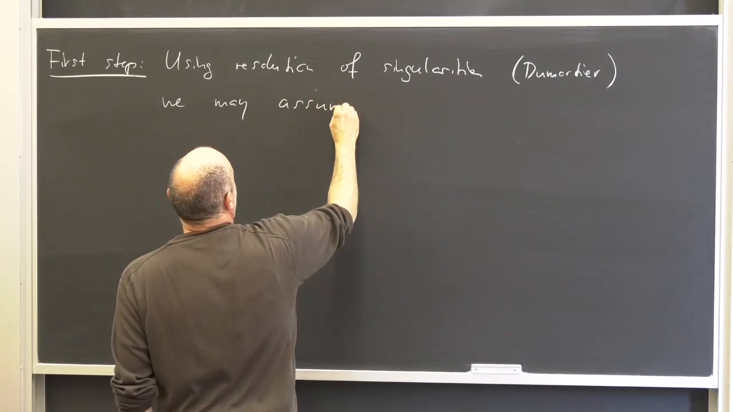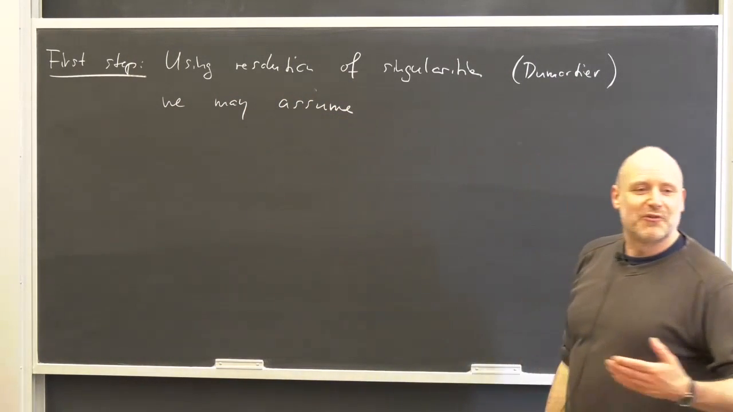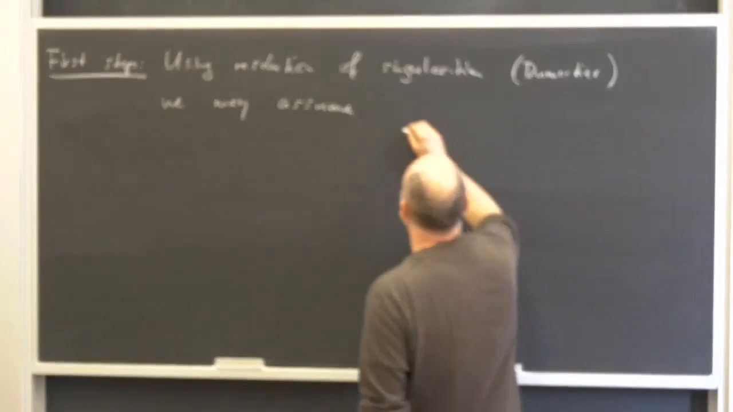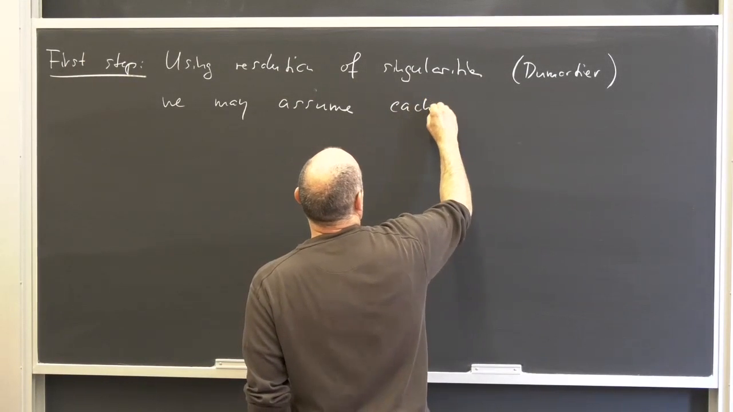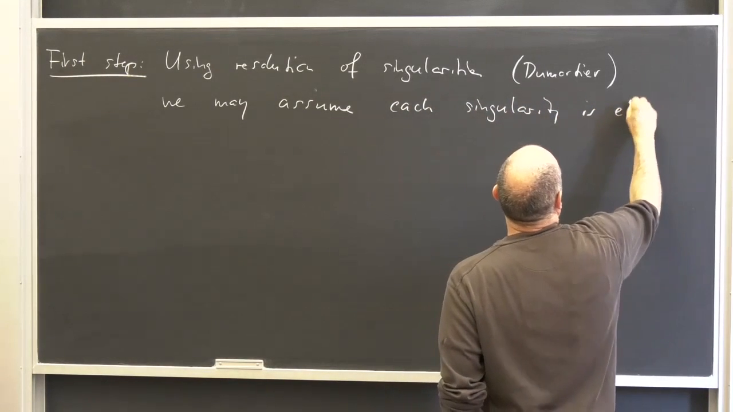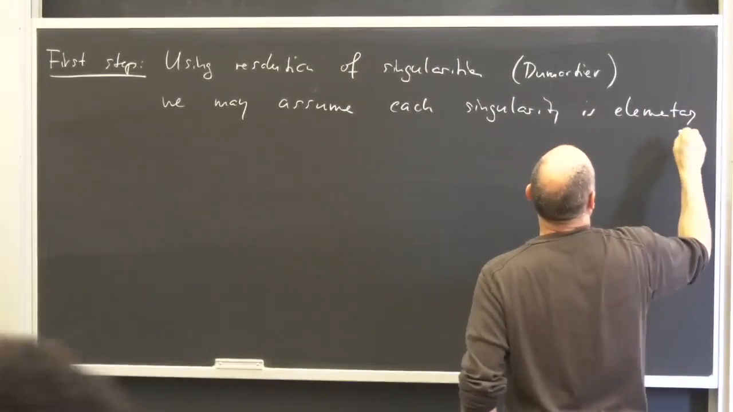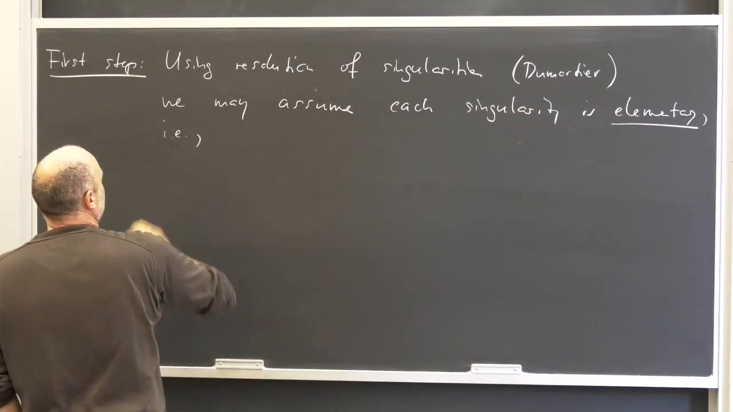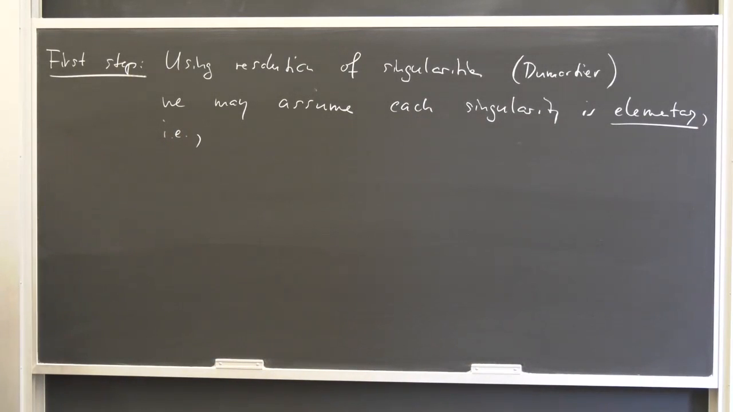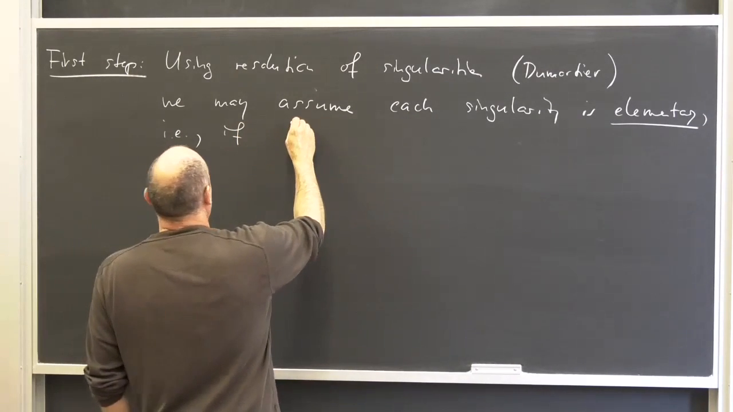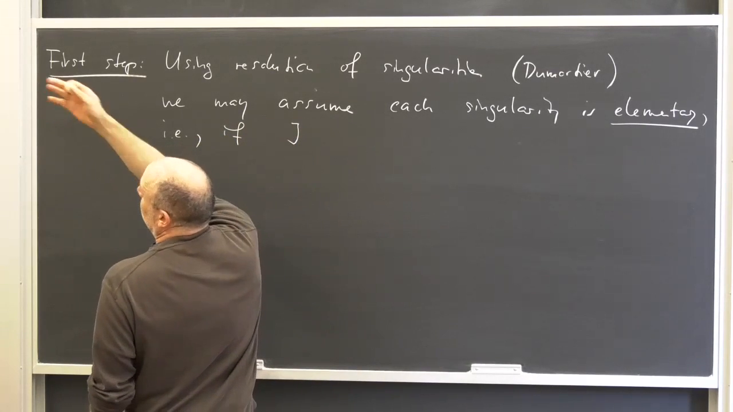But right, and if you remember, resolution can only be used so far. You can't make the singularities disappear. But we may assume each singularity is elementary. And elementary has actually an easy definition in the case of real analytic, which you might also remember. If, right, these are C1 vector fields at least, they're real analytic.